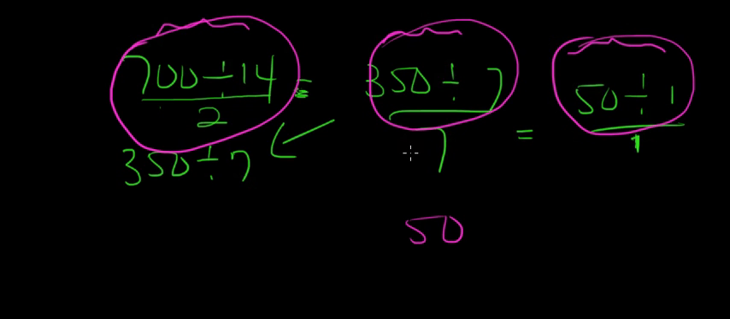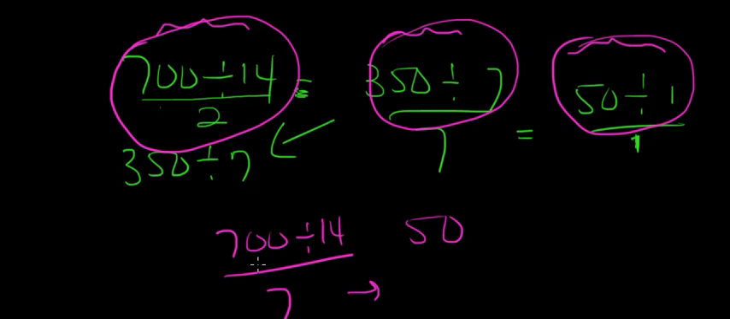Do you understand that? We divided the 700 and the 14 by 2. We divided the 350 and the 7 by 7. Now look at this, guys, we could have done this. We could have started off with 700 divided by 14 and done what? We could have divided it by 7 right from the beginning, couldn't we have? And then we would have gotten 700 divided by 7 is 100, 14 divided by 7 is 2. And that still equals what? 50.